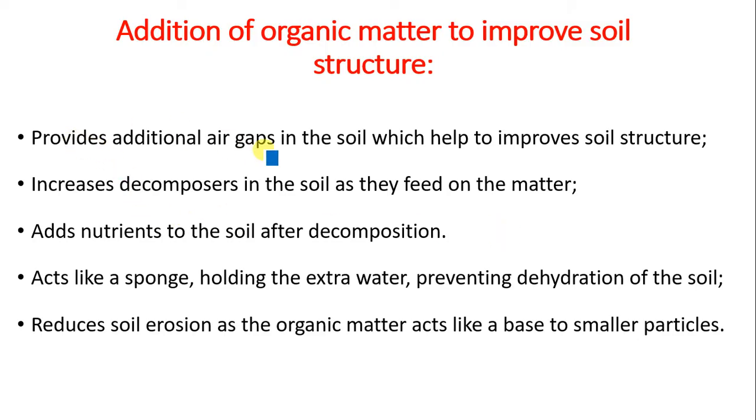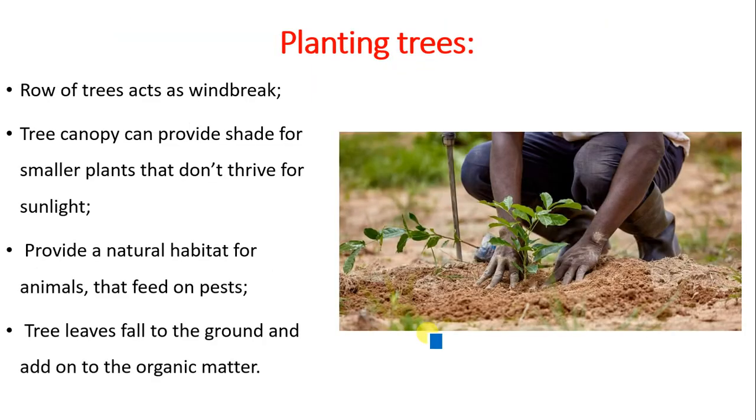Next is the addition of organic matter to improve soil structure. This helps to provide additional air gaps in the soil, which improves soil structure. It increases decomposers in the soil as they feed on the organic matter, and adds nutrients to the soil after decomposition. It acts like a sponge, holding extra water and preventing dehydration of the soil. It reduces soil erosion as the organic matter acts like a base that binds smaller particles.